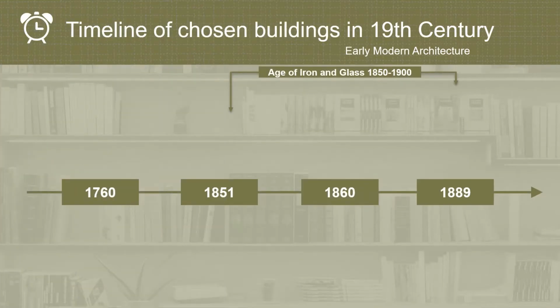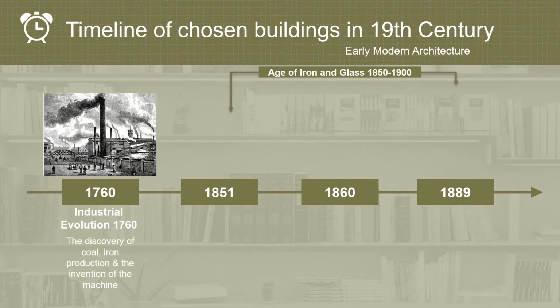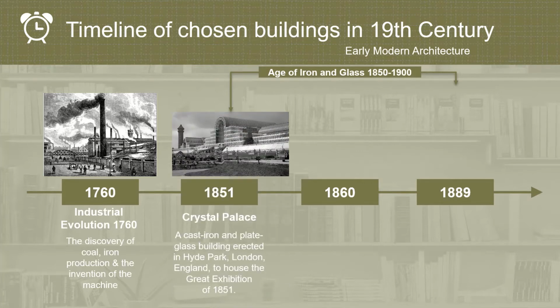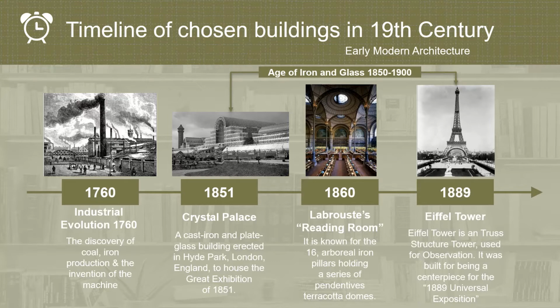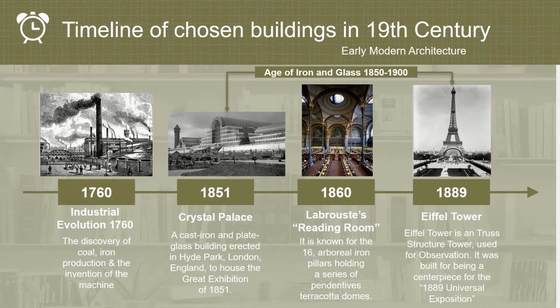This is a timeline explaining all topics included in this presentation, starting with the Industrial Revolution at 1760, and then the Age of Iron and Glass from 1850 till 1900, including the Crystal Palace in 1851, then the Labrouste Reading Room in 1860, and lastly the Eiffel Tower in 1889.